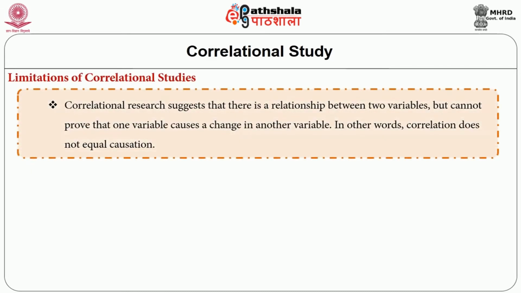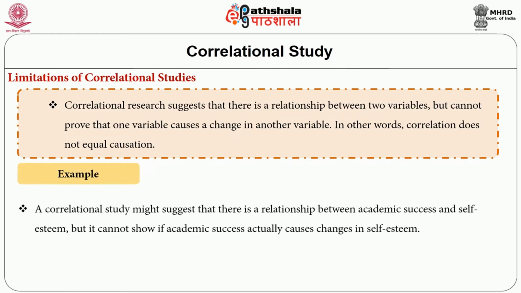Coming to the limitations of correlational studies. Correlational research suggests that there is a relationship between two variables but cannot prove that one variable causes a change in another variable. In other words, correlation does not equal causation.